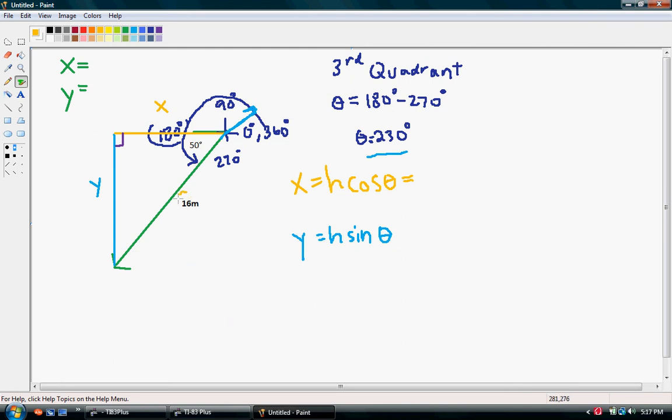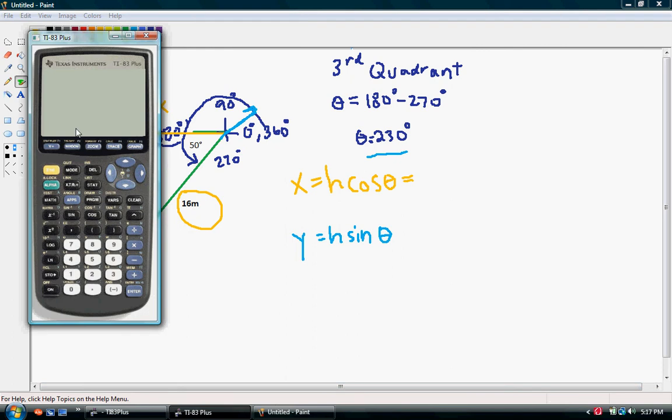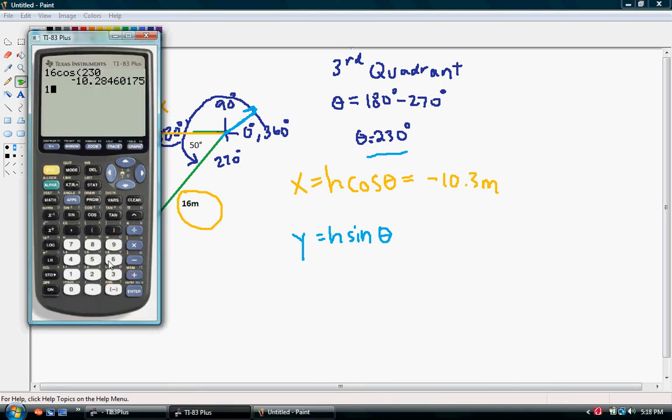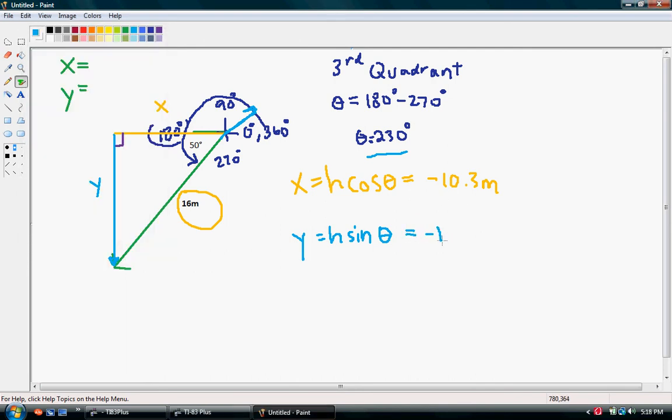So our hypotenuse is 16. For x, our trigonometric function is cosine, and then our theta is 230. So we get, just as we expected, a negative number, negative 10.3 meters. We also expect a negative number for our sine because we went down. So we will say 16 sine 230, and sure enough we get a negative number, negative 12.3 meters.